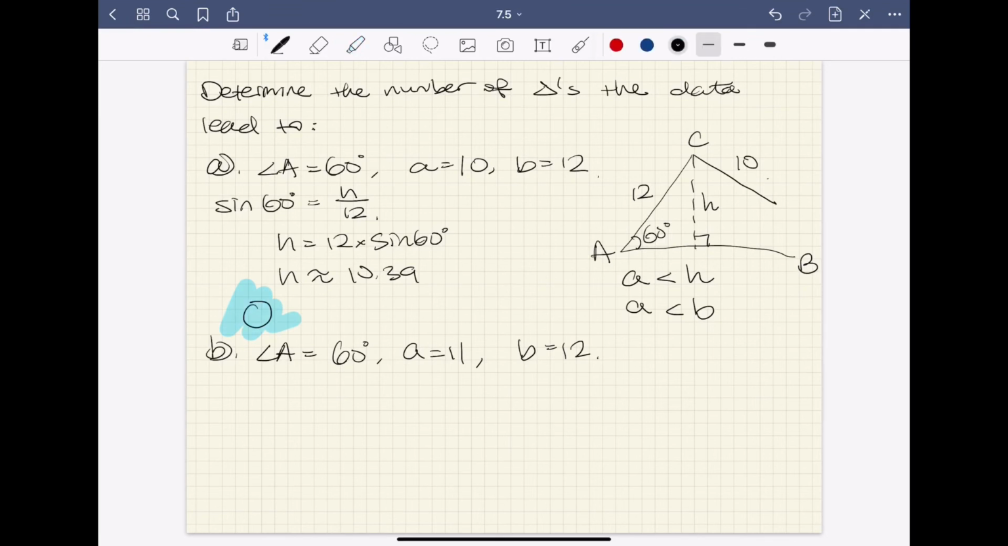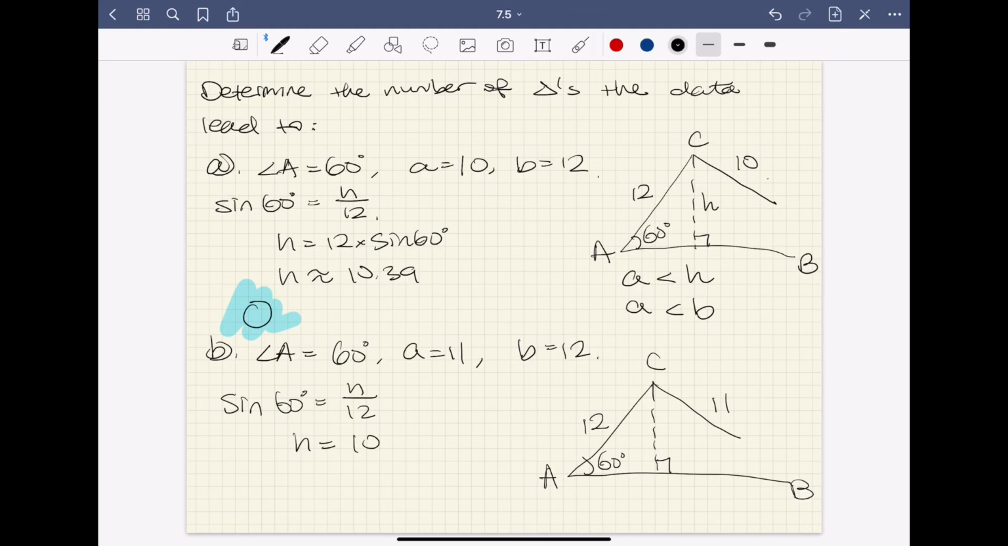Okay, question 2. Again, let's draw a diagram. A, C, and B. This is 60. B is 12, and A is 11. We have B, we have A, we need H. So let's write down H first. The H in this question is the same as H in part A. So we know it's 10.39. Let's compare. A is 11. 11 is greater than H. A is less than B.